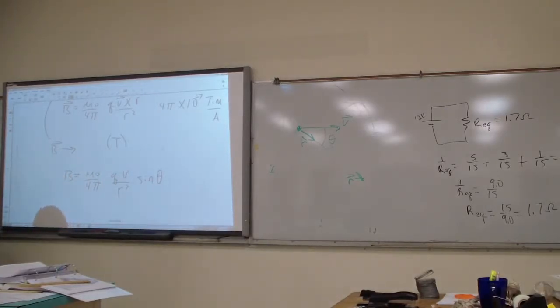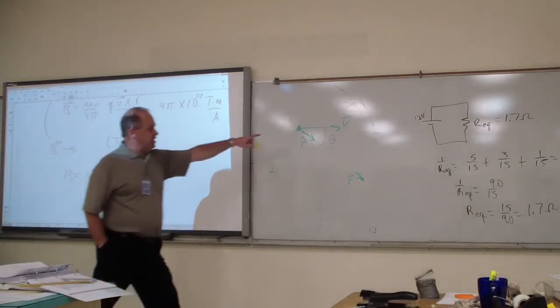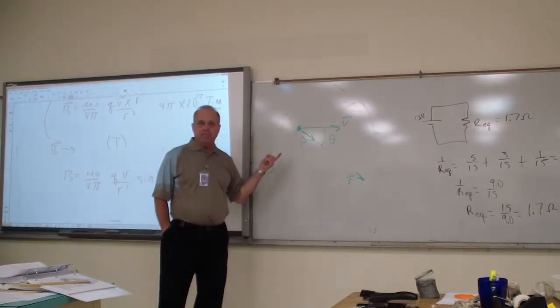Is that not weird? A moving charge produces a B field. That's what that says. A moving charge produces a B field, because if V is 0, there's no B field produced by it, right?